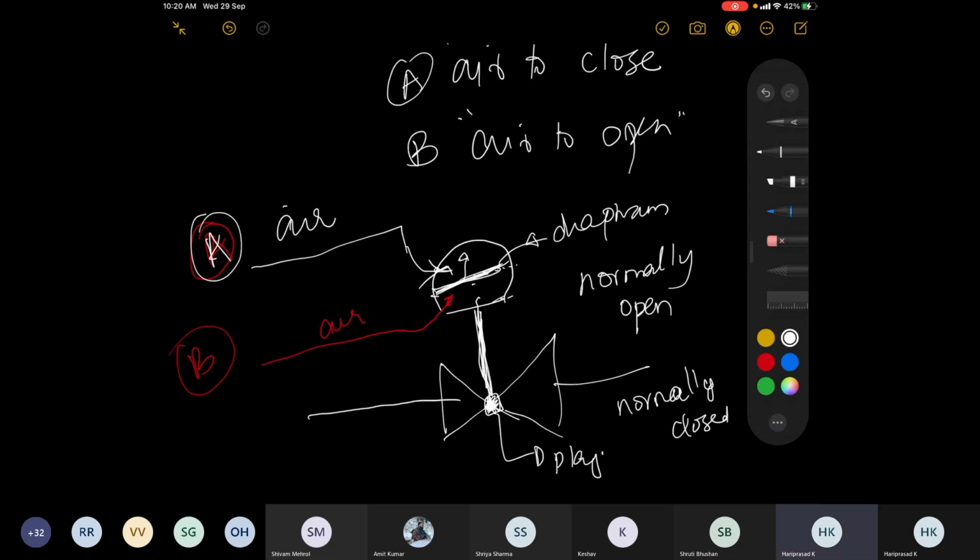Okay, so what do you mean by normally open? Which case is normally open?